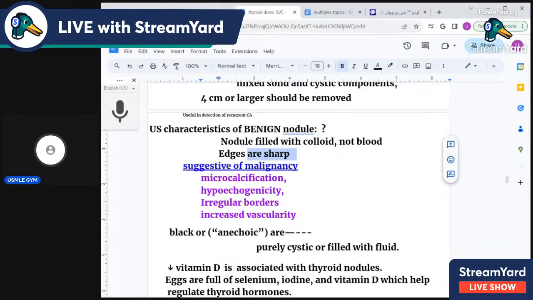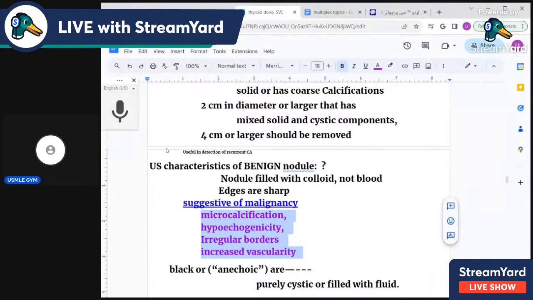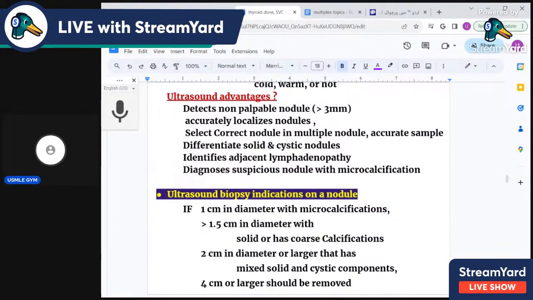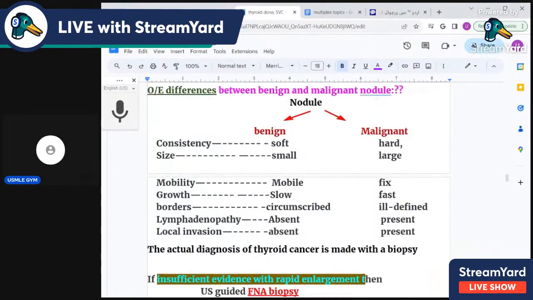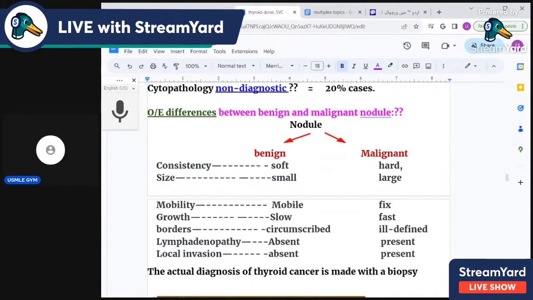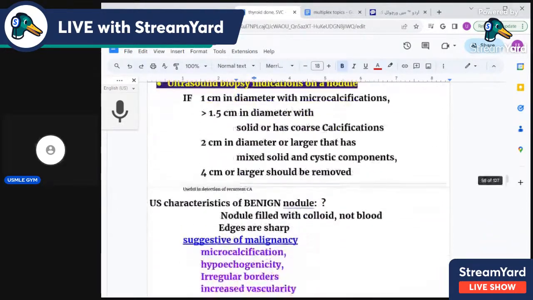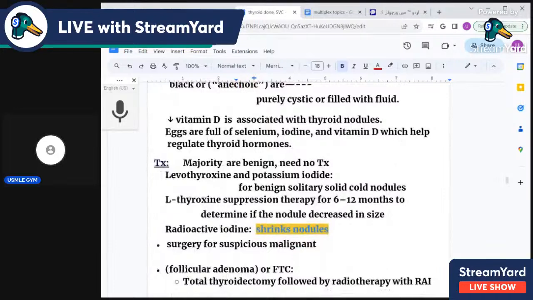Whereas ultrasound findings suggestive of malignancy are microcalcification, hypoechogenicity, irregular border, and increased vascularity in blood. So these are the features of benign and malignant nodules, ultrasound features, and advantages of doing an ultrasound on a nodule, and the examination difference between benign and malignant nodules. We discussed all of them. Then we go to the treatment.